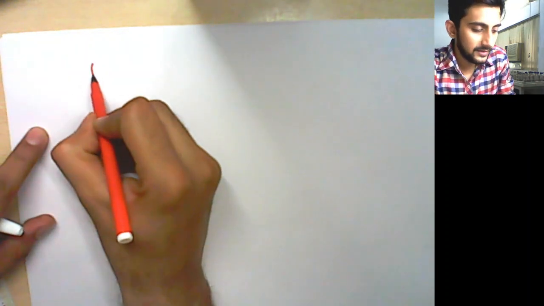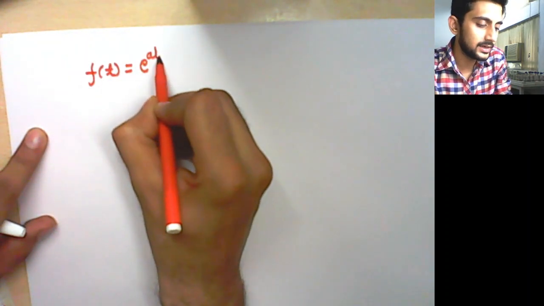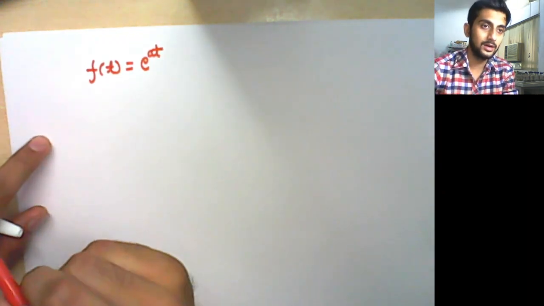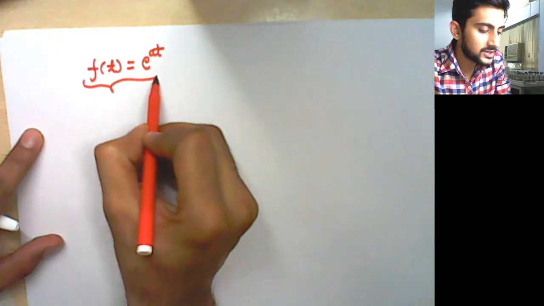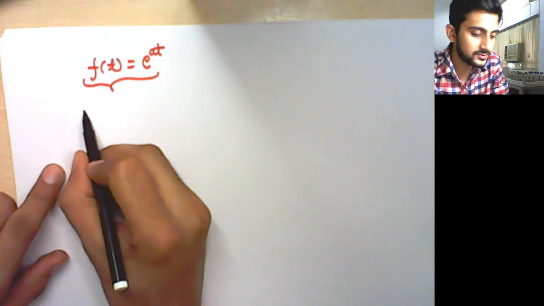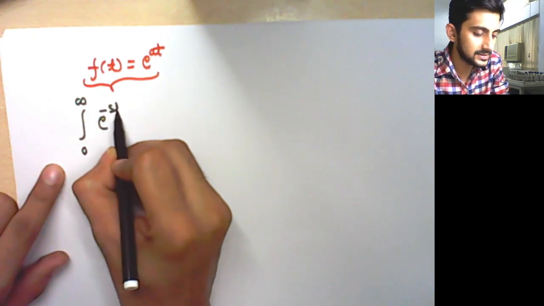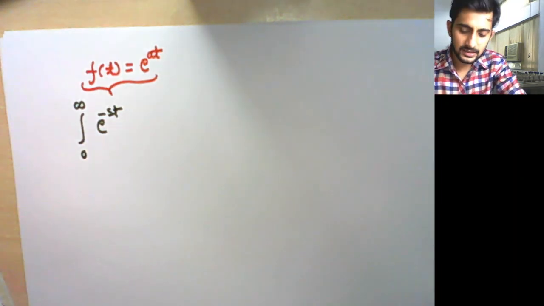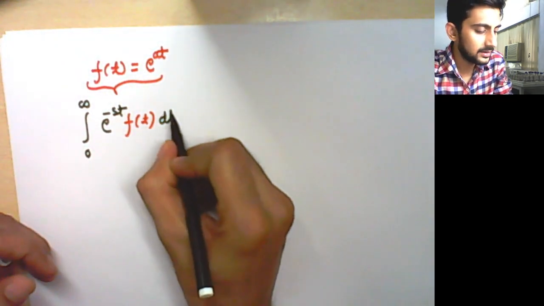So the number one function on our target today is f(t) equals, let's say, e to the power at. It's an exponential function, and I have to take the Laplace transform of it. Go by definition. What is the definition of the Laplace transform? Integrate from 0 to infinity e to the power minus st, put f(t), then write dt, and you calculate it.